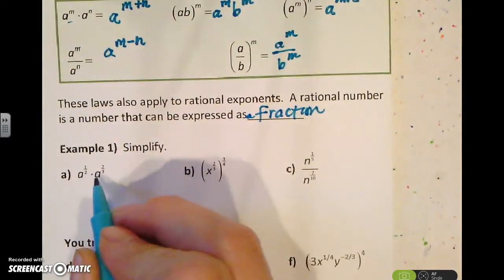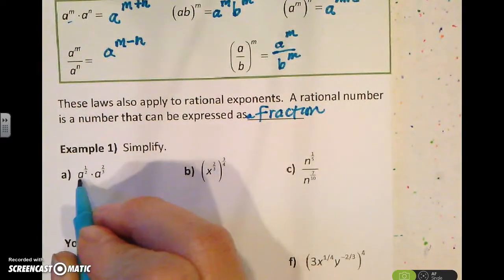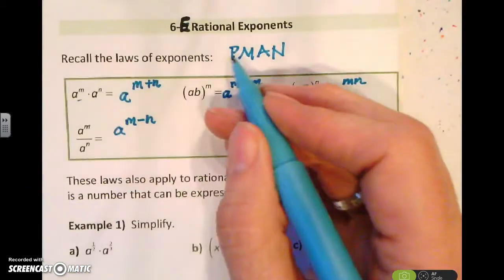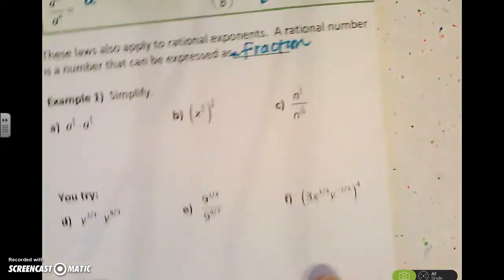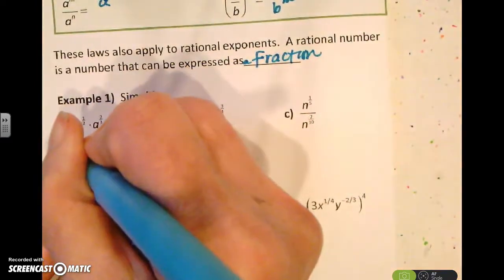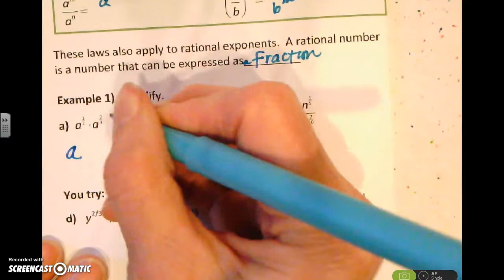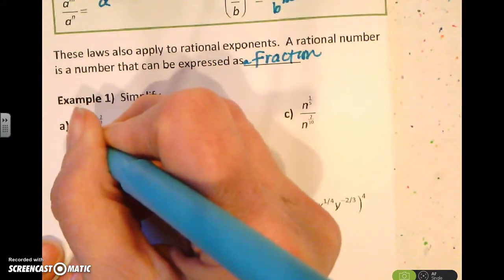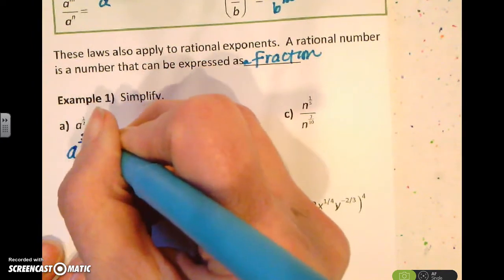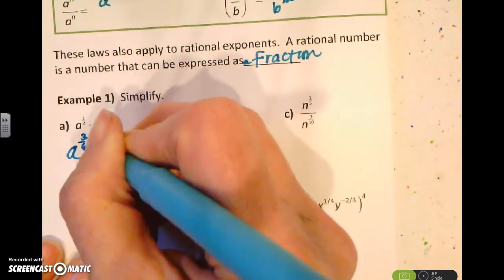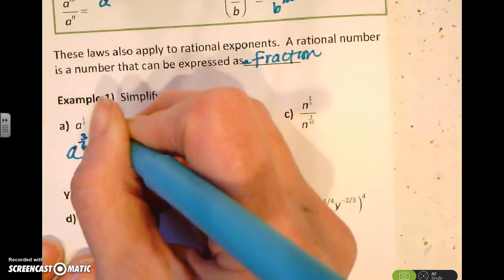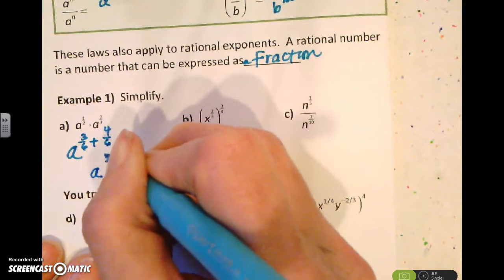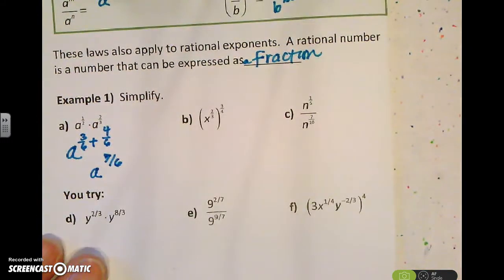I have 8 to the 1/2 times 8 to the 2/3. I'm multiplying, so according to Power Man up here, I'm going to add my exponents. When I add them, I have 1/2 plus 2/3. I need a common denominator, so that's going to be 6. So that's going to be 3/6 plus, when I change it to 6, 4/6. So when I add that, I get a to the 7/6 power.